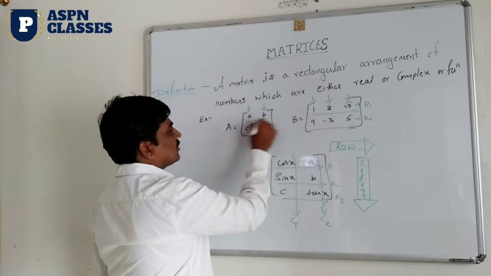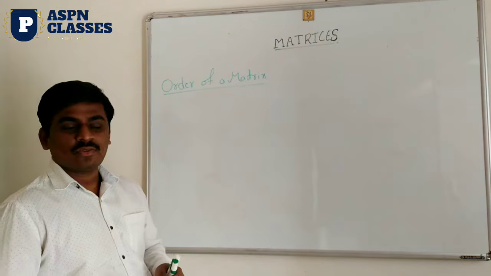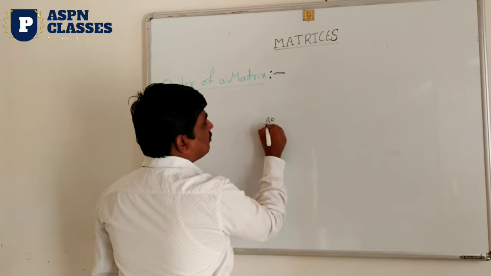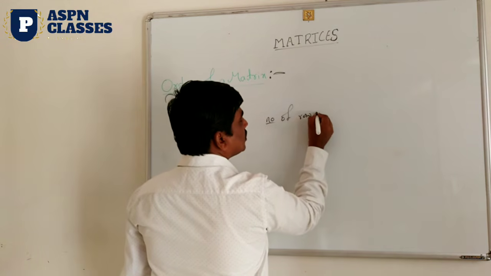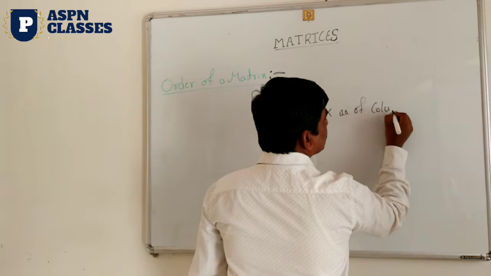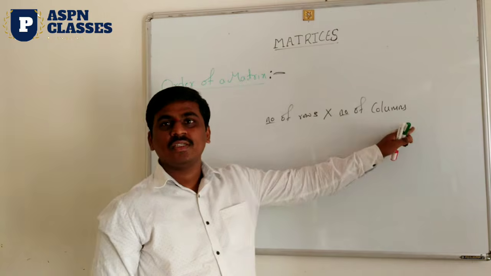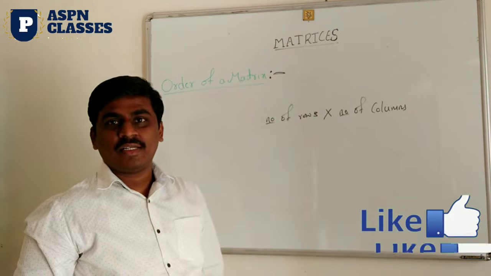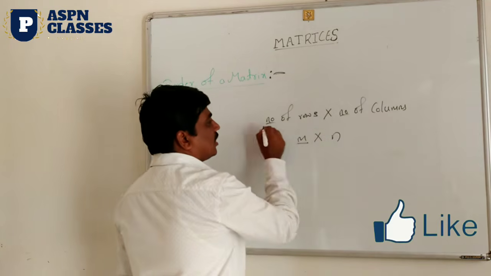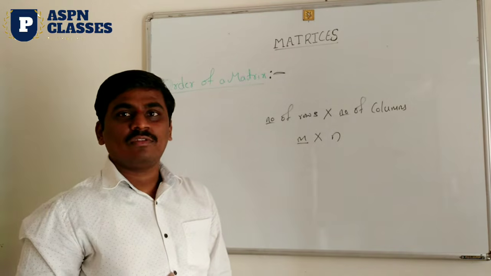Next we are going to study the order of a matrix. What is the order of the matrix? It's very simple. Number of rows times number of columns is considered as the order of the matrix. The number of rows is usually denoted by m and the number of columns by n. M cross n is the order of the matrix.